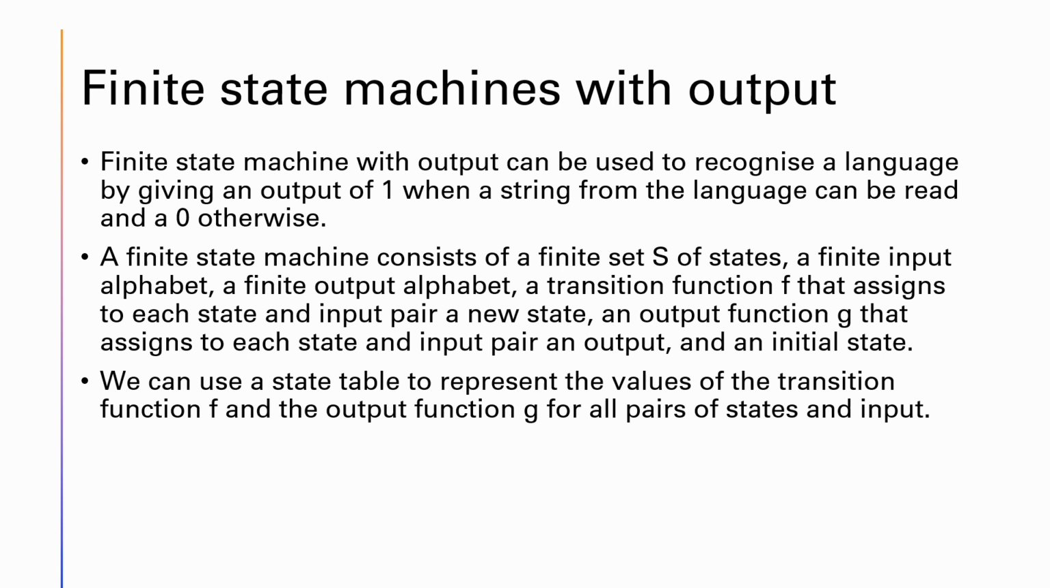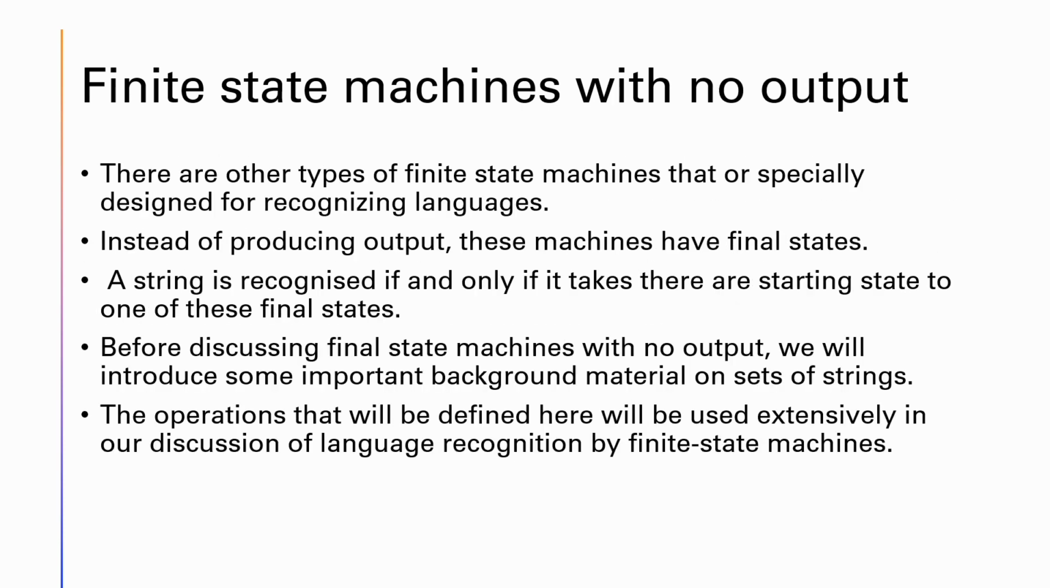A finite state machine with output can be used to recognize a language by giving an output of 1 when a string from the language has been read and a 0 otherwise. There are other types of finite state machines that are specially designed for recognizing languages, that is, finite state machines with no output. A string is recognized if and only if it takes the starting state to one of the final states.